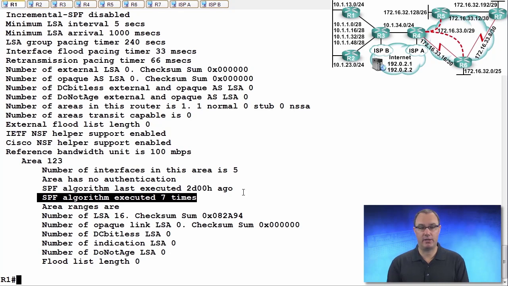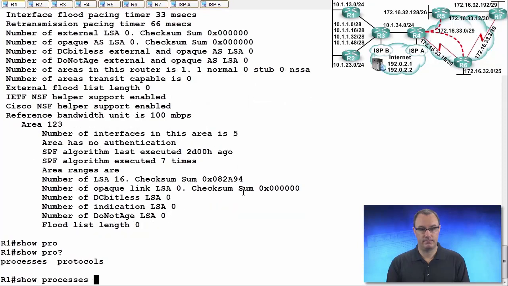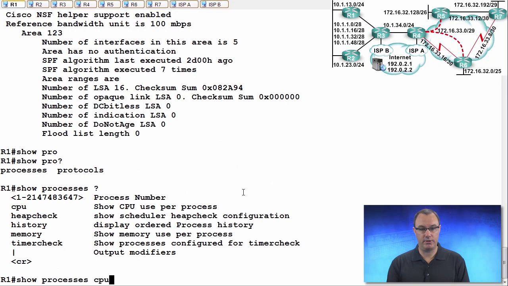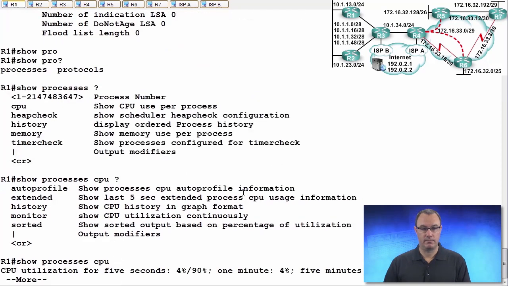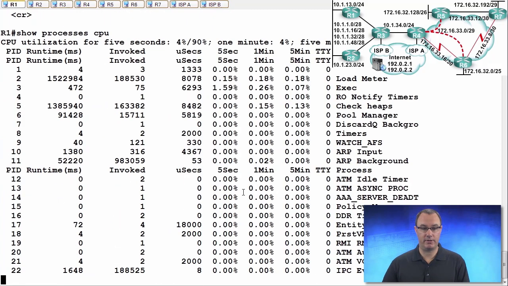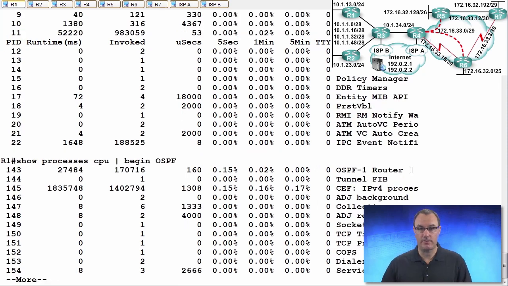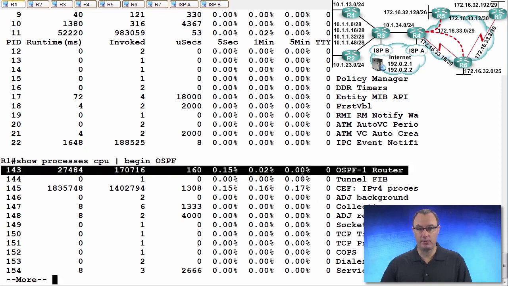You might also do something like show process CPU, and then you might look for OSPF. Now, in this case, I am going to try to pipe this. So you can see OSPF process 1 is not using a whole lot of CPU cycles.